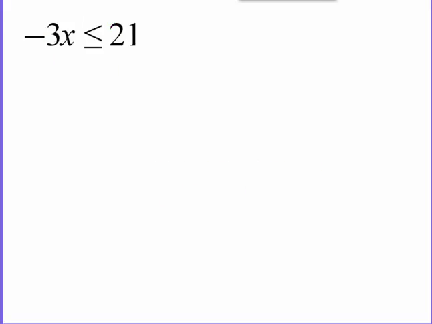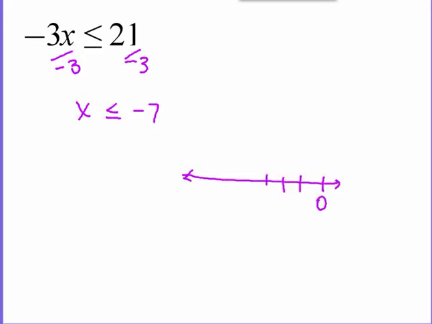Negative 3x is less than or equal to 21. Divide by negative 3. So you get x to be what? X is less than or equal to negative 7. So you have 0 here. According to what we just did, which way would I do this? To the right. To the left. I would shade which way? To the left.